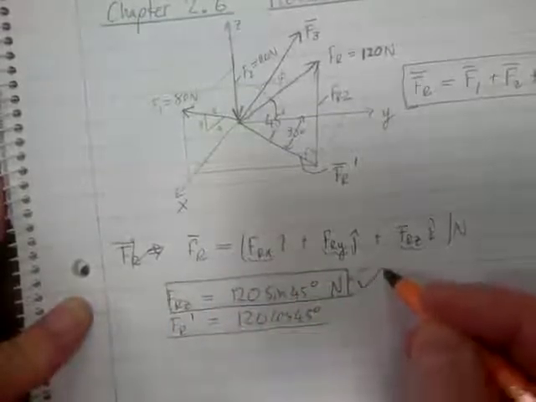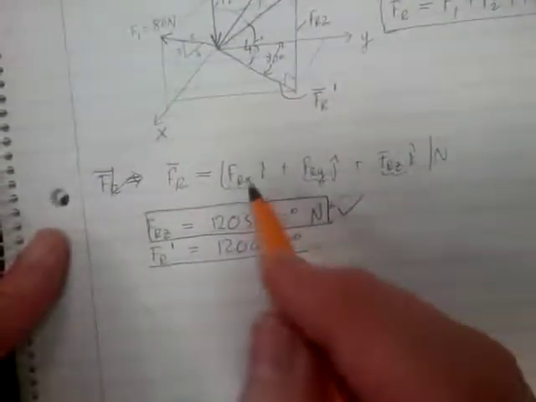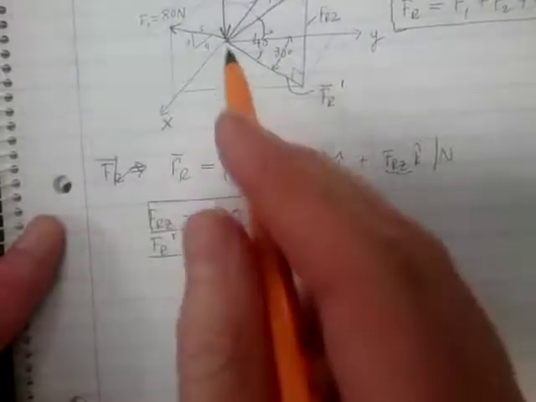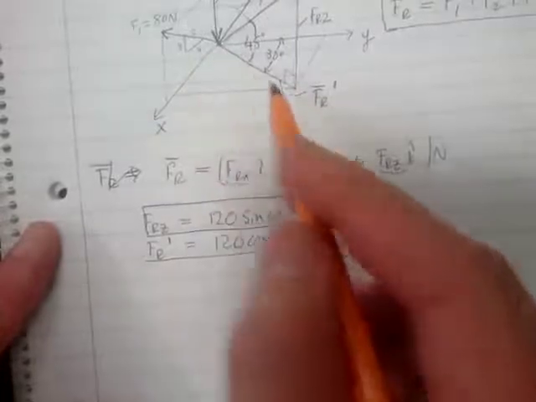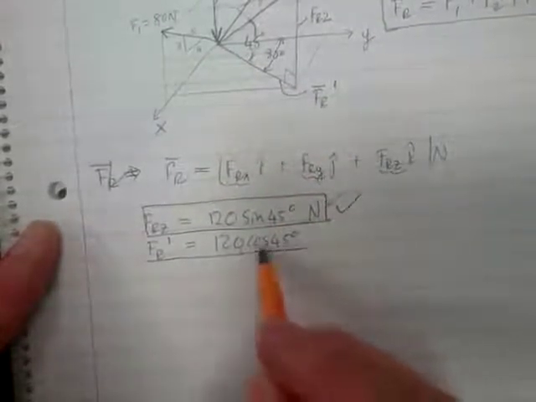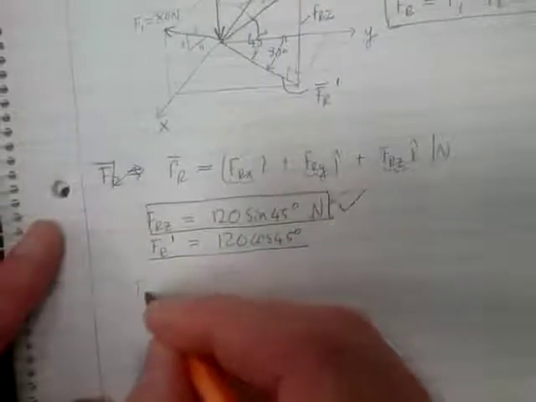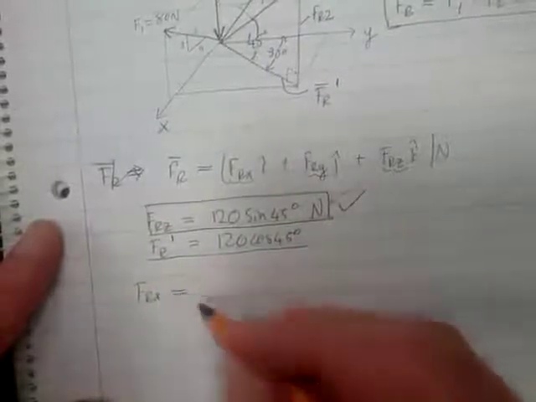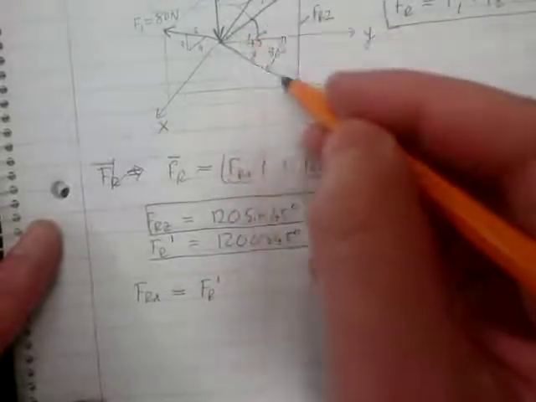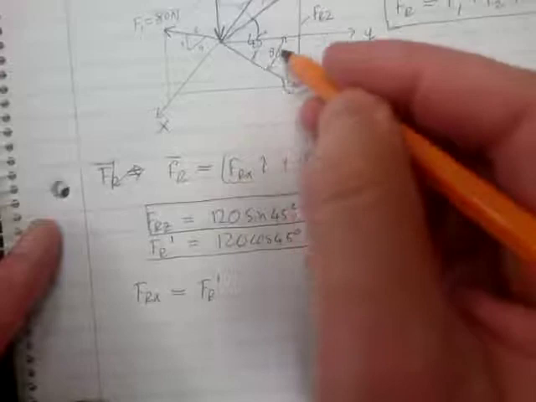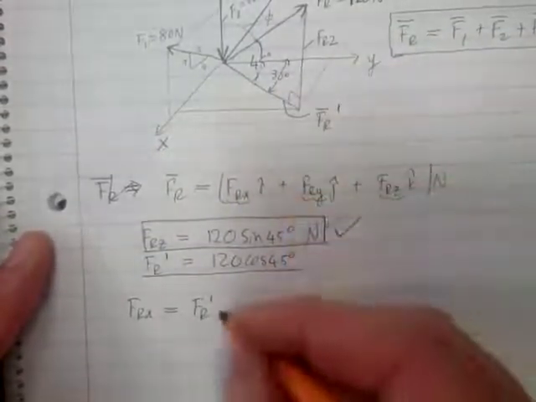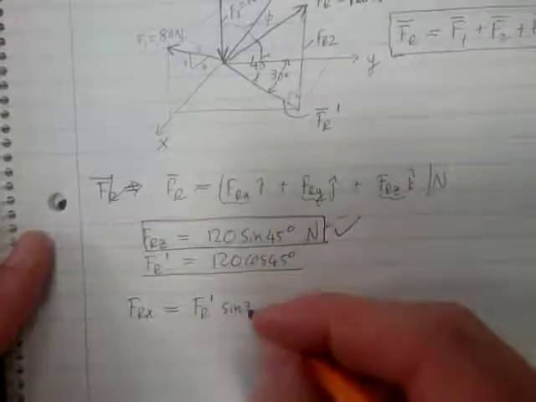We've got that. We're happy. But now we're trying to find FRx and FRy. But in order to get FRx and FRy, we first have to get that component right there. And that component FR dashed is equal to 120 cos 45. So then FRx is equal to FR dashed, that component there, times the sine of 30.